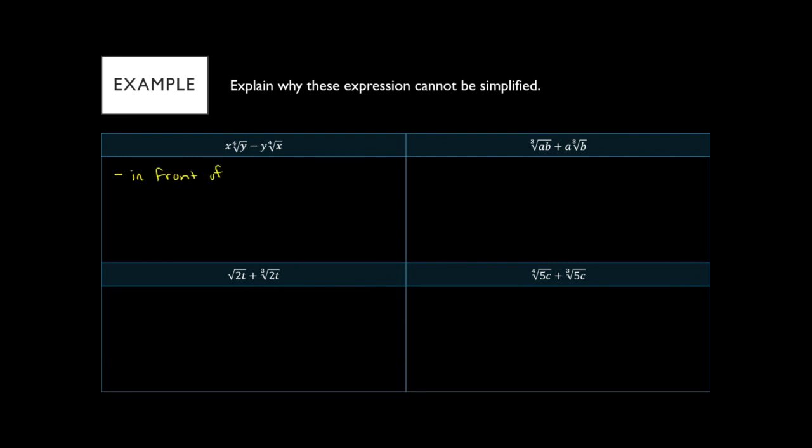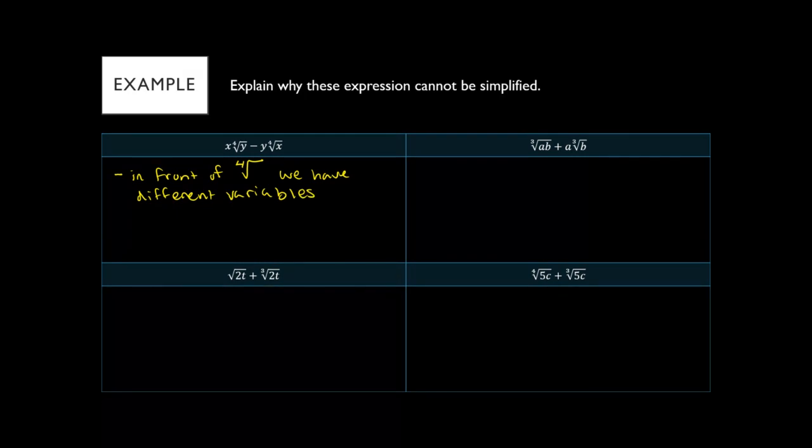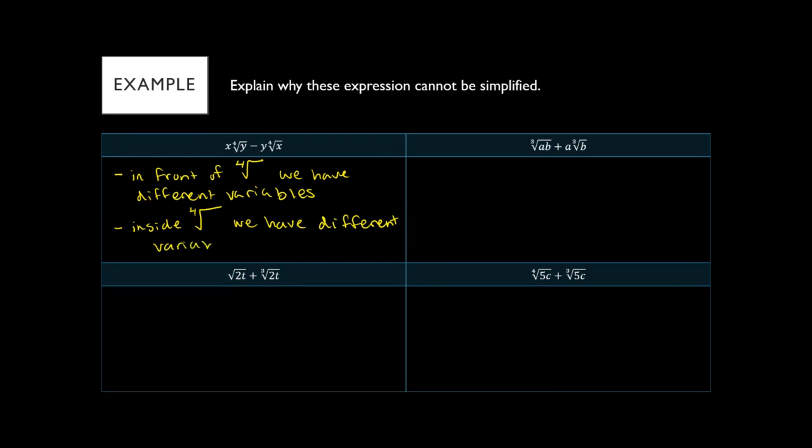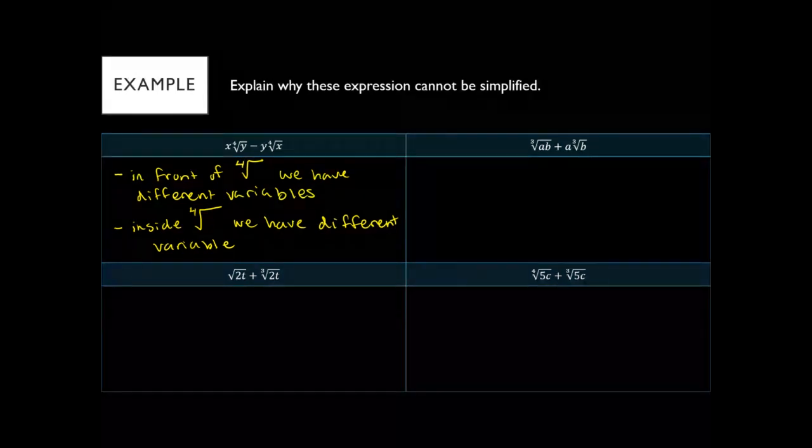In front of basically that fourth root, we have different variables. And they need to match in order for them to be able to be simplified. And in addition to that, inside the radical, we have different variables. So that's the radicand. But if you can just kind of put it in everyday words like this, inside we have different variables. So they're not like terms because of these two things. They're not matching. Even though the index is the same, it is the fourth root, the rest of it doesn't match.